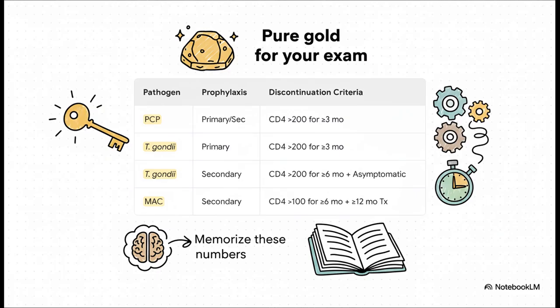For PCP and primary toxoprophylaxis, the magic number is a CD4 count over 200 for at least 3 months. But notice how the rules get a little stricter for secondary prophylaxis. For toxo and MAC, we need a longer period of immune recovery, plus we need to make sure they've completed their initial treatment course. These are the numbers to memorize.